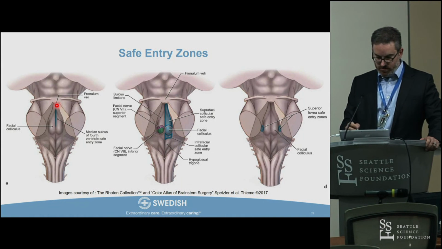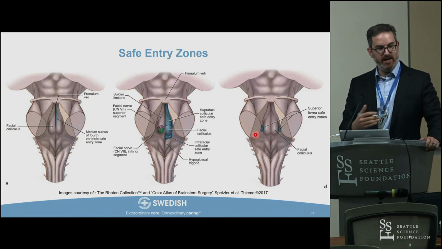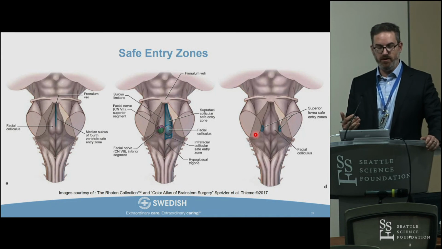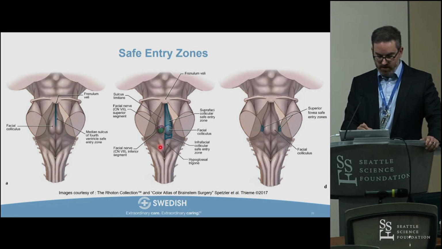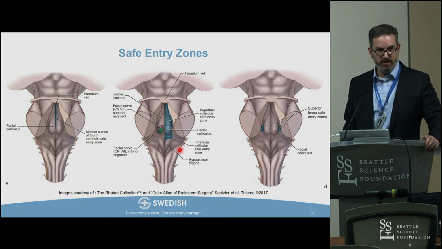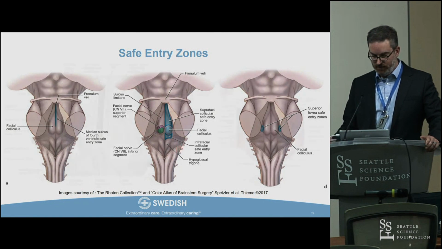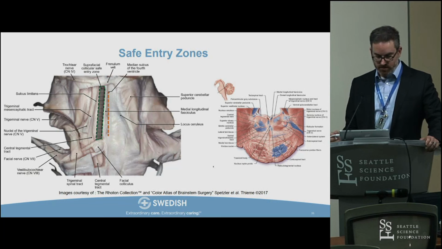And the same is true for this superior fovea safe entry zone, which is really limited. You're lateral to the facial colliculus and inferomedial to the trigeminal motor nucleus. It's not a very wide trajectory. So really, your keys here are this suprafacial or supracollicular entry and infracollicular entry. You don't have a lot of room to work here. So we'll take a closer look at those.